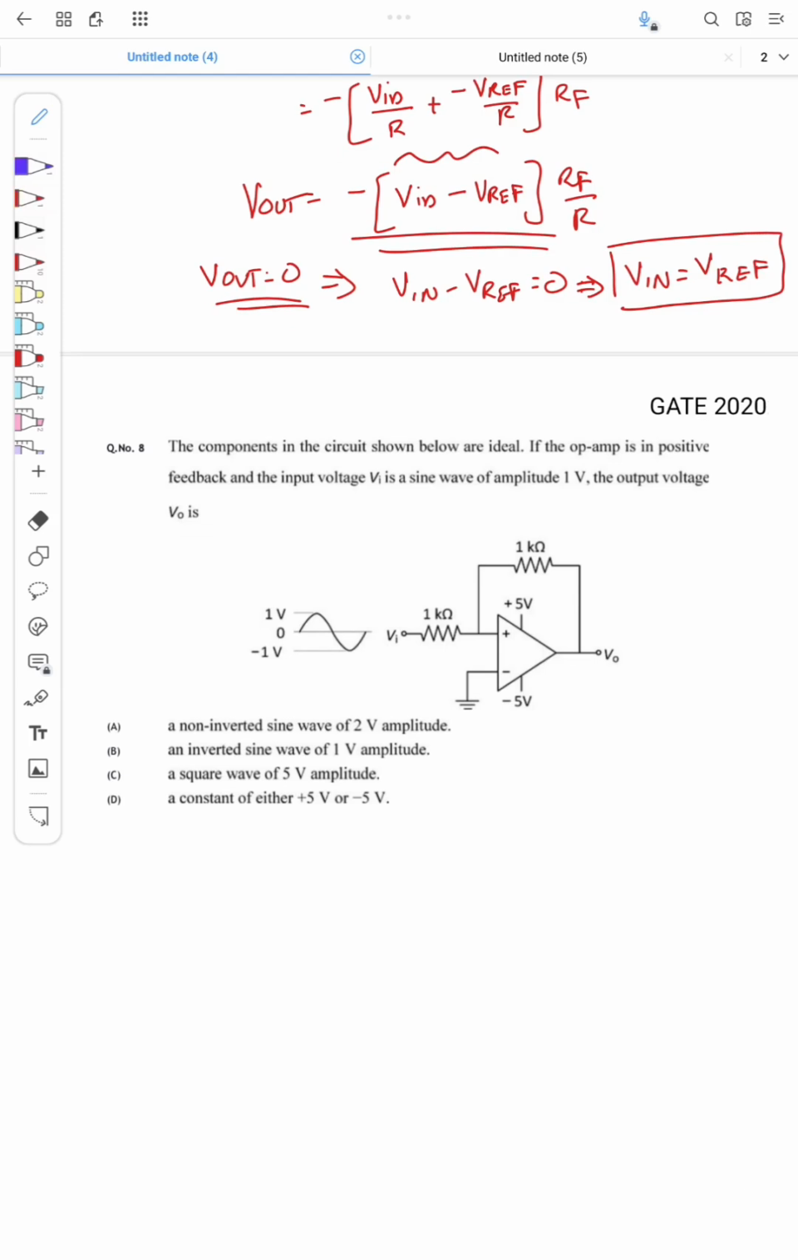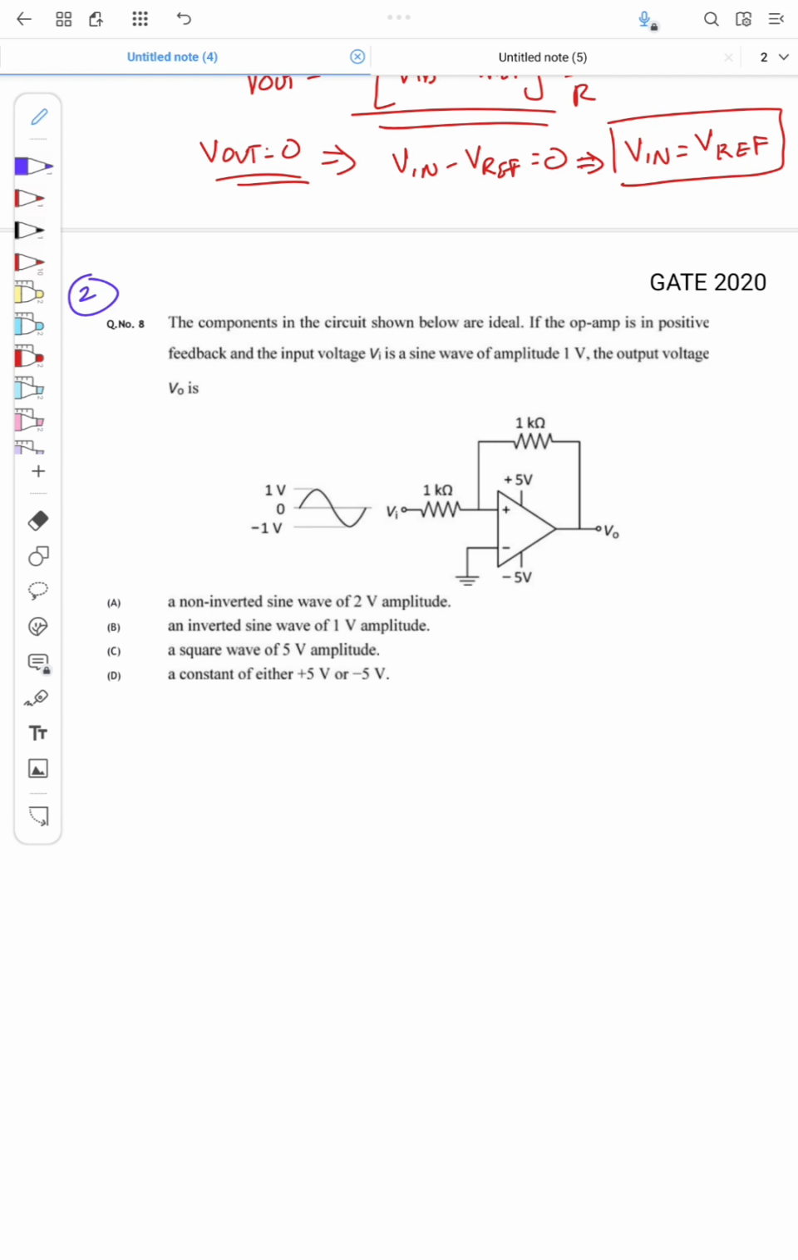Now we will solve question 2 of today's lecture. This is from GATE 2020. The question is: the components in the circuit shown below are ideal. If the op amp is in positive feedback and the input voltage Vi is a sine wave of amplitude 1 volt, the output voltage V0 is.